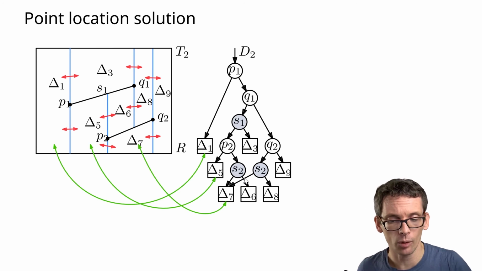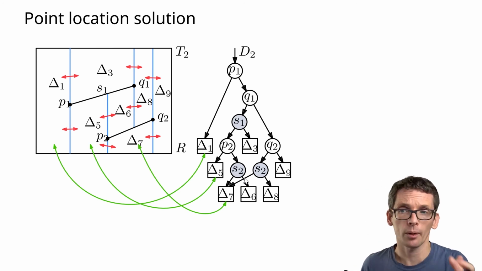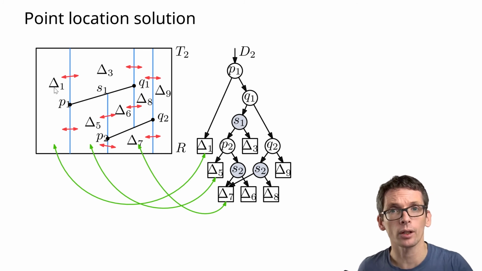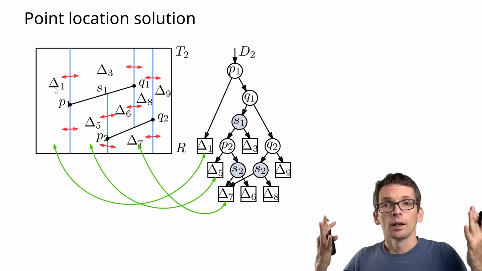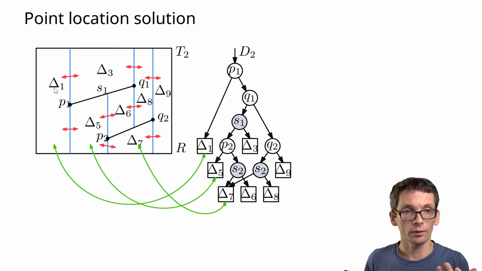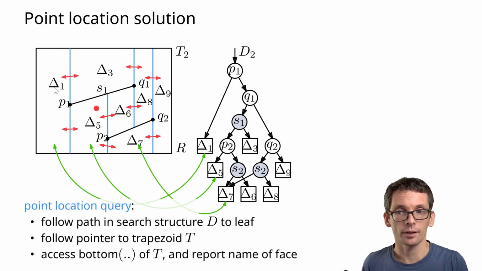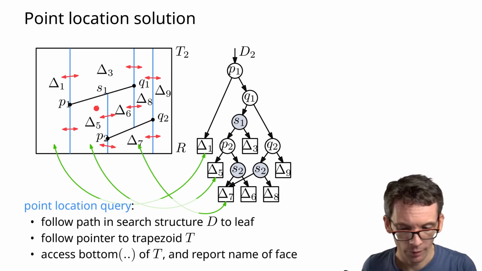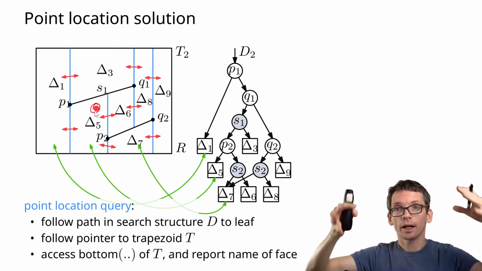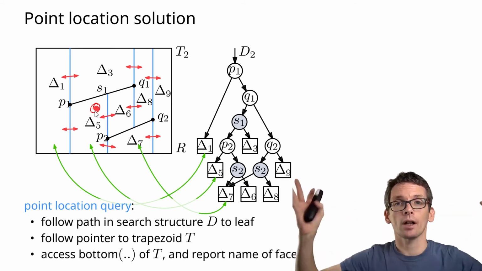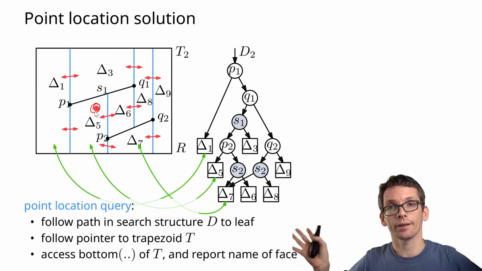In the vertical decomposition, we will also have pointers between neighboring faces, and for each trapezoid in the vertical decomposition, we have a pointer to the corresponding leaf. Now this allows us to do point location. Let's have a point here that I want to find. First of all, let's assume it is in the bounding box, because if it's outside, it lies in the outer face. That's an easy case.